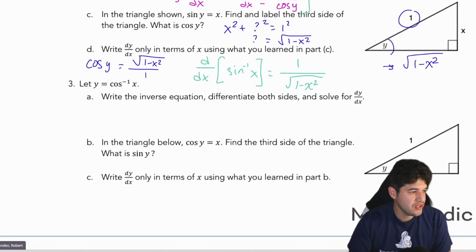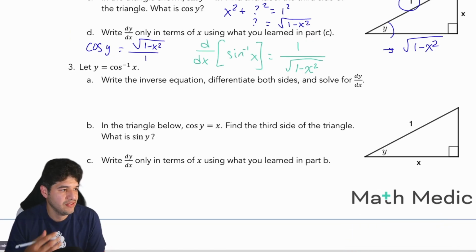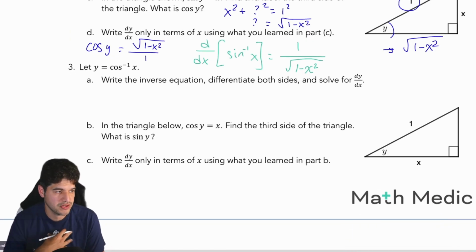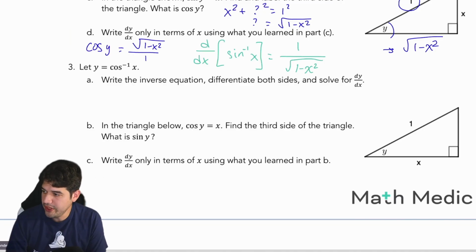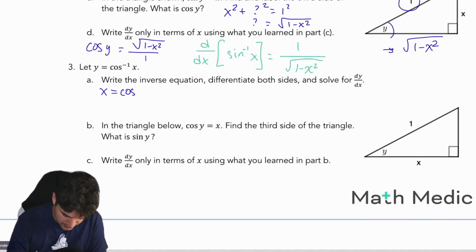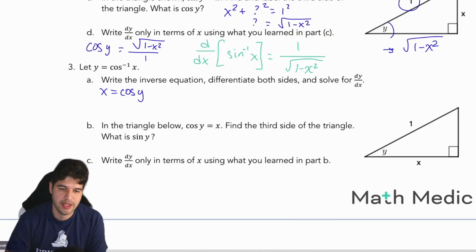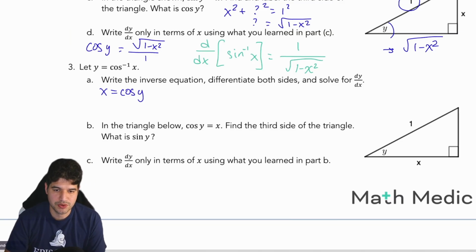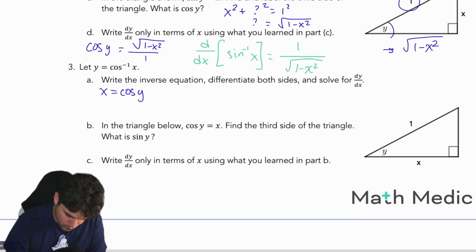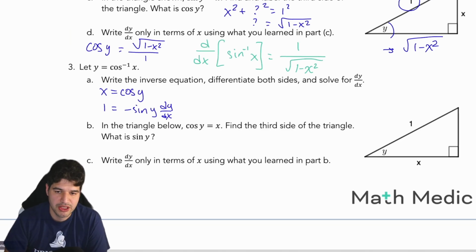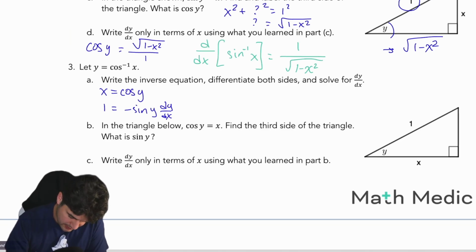And now we're going to move into cosine. Okay, so write this inverse equation, differentiate both sides, and solve for dy/dx. Okay, so again, we know that x equals cosine of y, right? Just take the cosine of both sides, and we get x equals cosine of y. Okay, so let's take that derivative, and we're going to get 1 equals negative sine of y, and drop a dy/dx because of implicit differentiation. All right, so let's solve for dy/dx now. So dy/dx is going to be equal to 1, or I guess we can move that negative up into the numerator, over sine y.